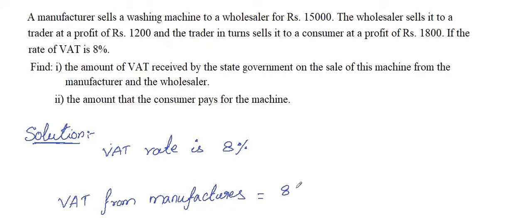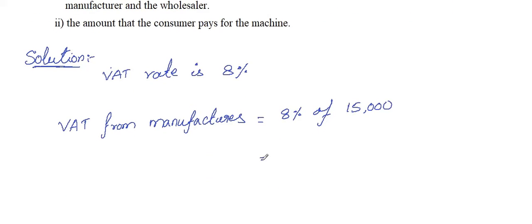The manufacturer's amount is 15,000, so the 8% of 15,000 is 8 by 100 into 15,000. So this 15,000 divided by 100 becomes 150. So 8 times 150 is 1,200 rupees.